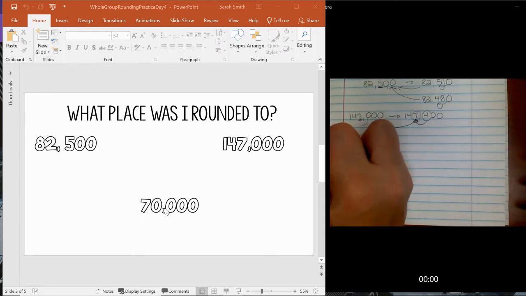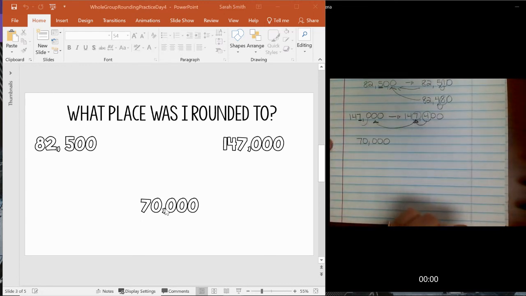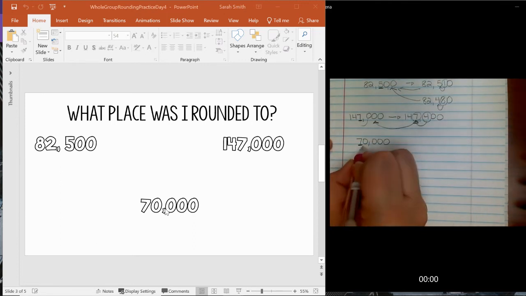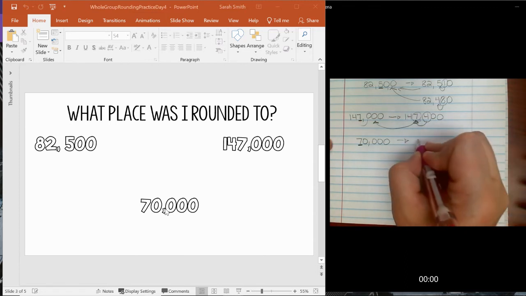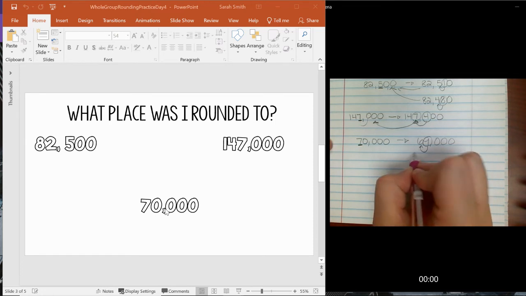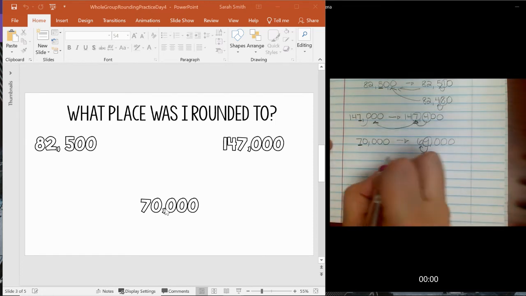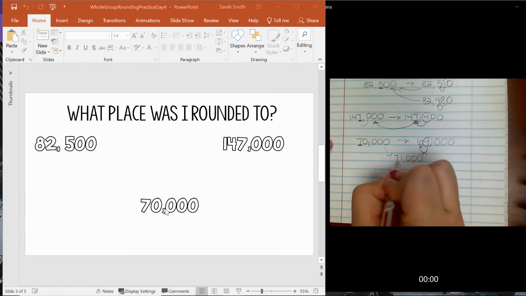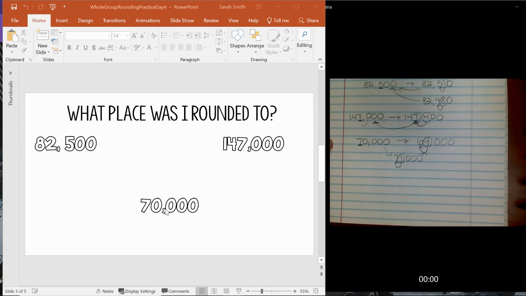All right, and then this last one here, 70,000. It should be pretty obvious what place you rounded to, the ten thousands place, because it's literally the only one that has a digit. We know that 70,000 could have been 69,000, because the 9 would have made this 7 go up one more. It could have also been 71,000, because that 1 would have let that 7 rest. So that's all this really is: what is the last place that has a digit in it that's not a 0, and that's the place you would have rounded to.